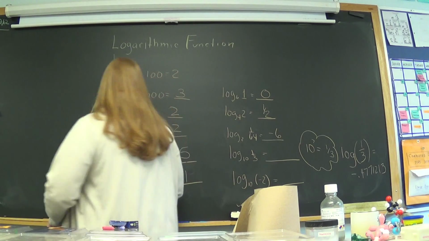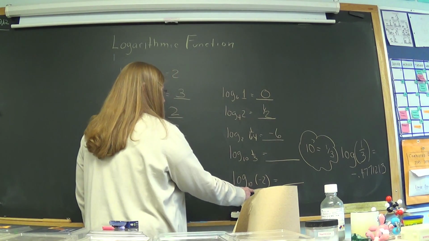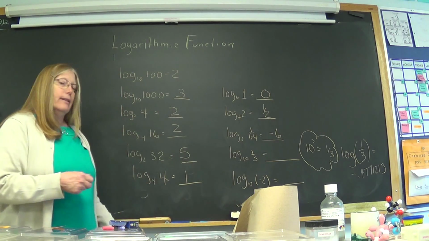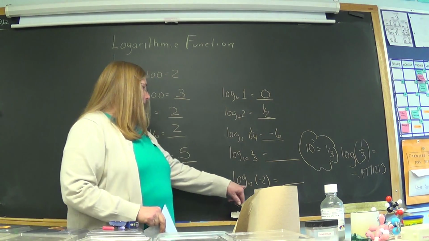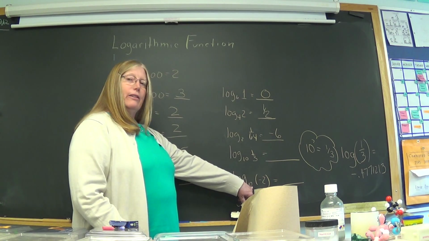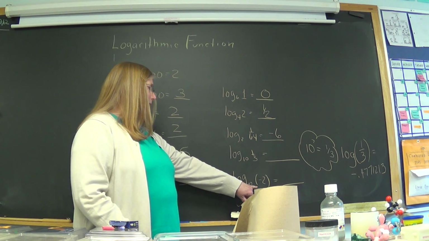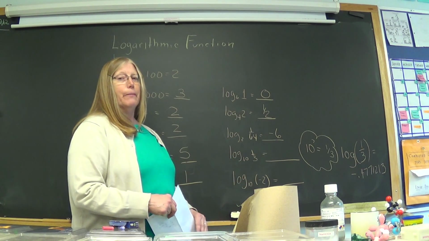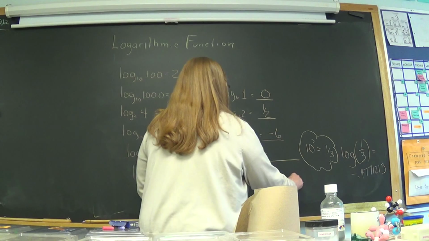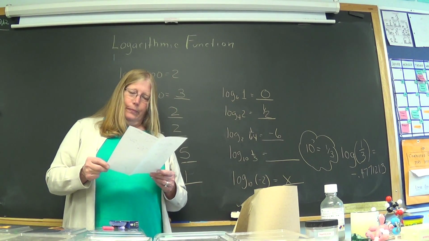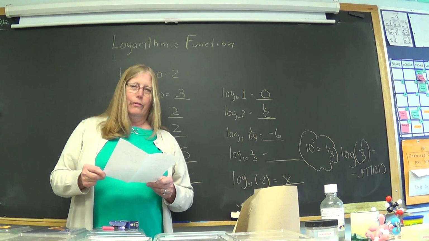And the last one, what exponent do I give 10 to get negative 2? So it turns out that there is no exponent that you can give 10 that will ever create a negative number. So this one is a no-go. All right, I'm going to shut down this portion and then pick it up with some graphing.